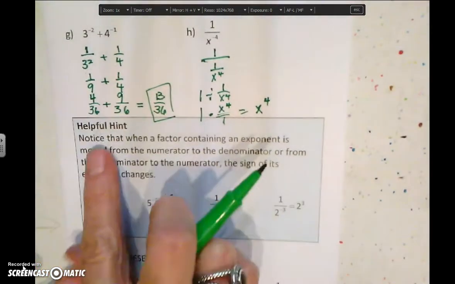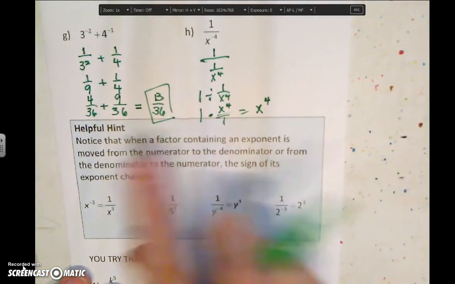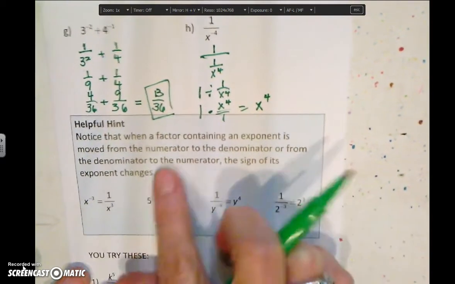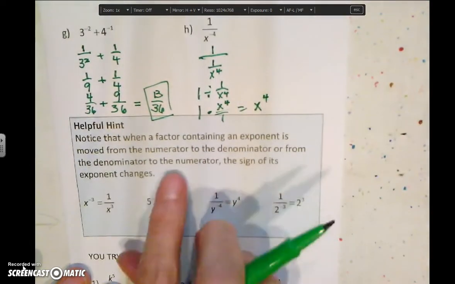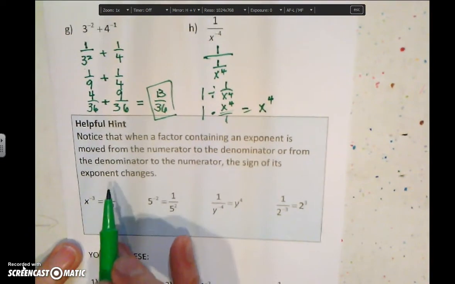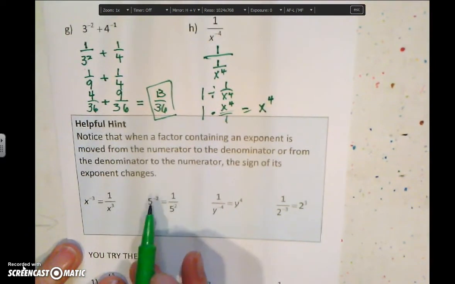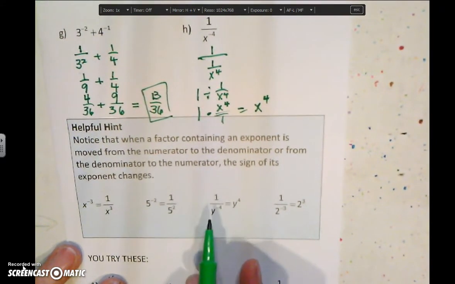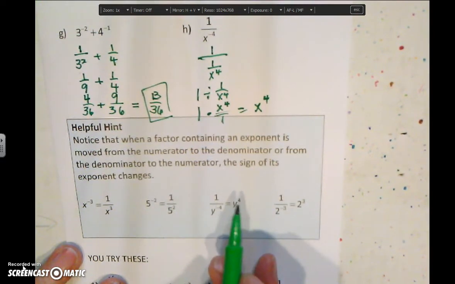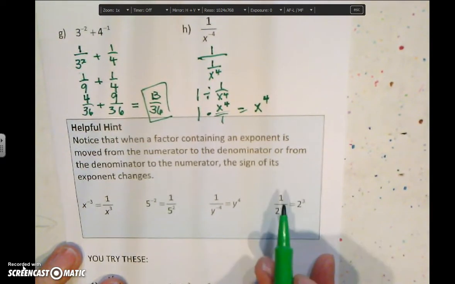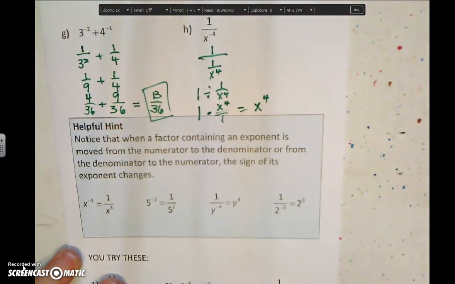So observe, helpful hint. Notice that when a factor containing an exponent is moved from the numerator to the denominator, or from the denominator, which we did here, to the numerator, the sign of its exponent changes. So x to the negative 3 becomes 1 over x to the positive 3. 5 to the negative 2 becomes 1 over 5 squared. 1 over y to the negative 4, the base moves up and becomes a positive 4. 1 over 2 to the negative 3, that moves up, and that negative 3 becomes positive 3.